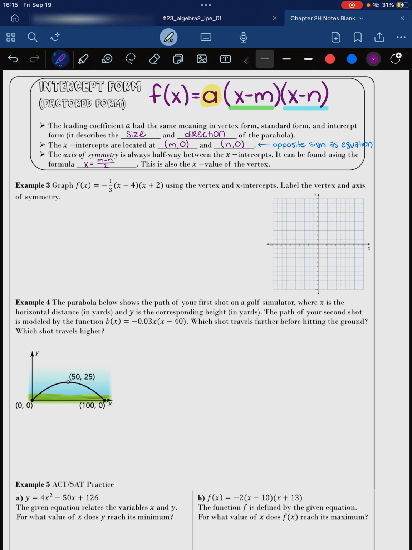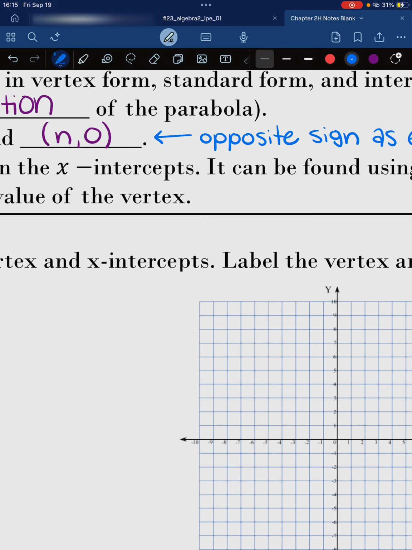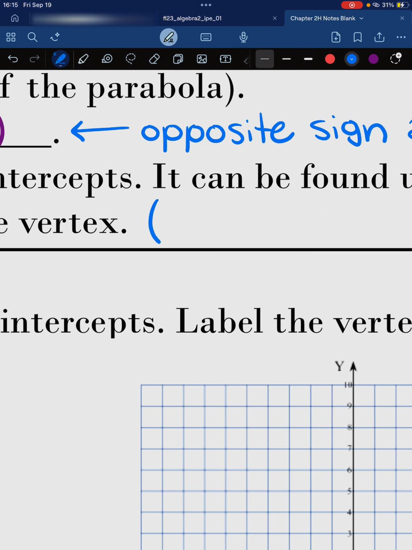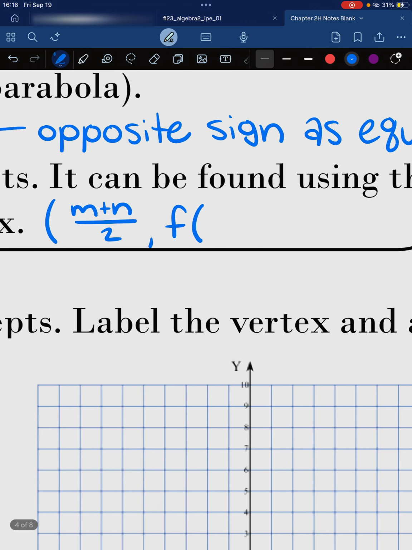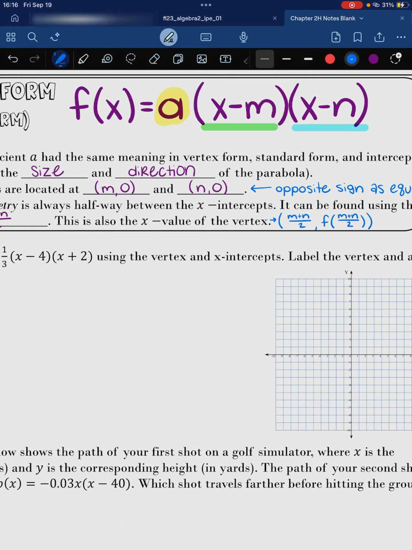Again, that's also the x value of the vertex, so we can add that my vertex is going to be at m plus n over 2, comma, f of that, right, because I'm going to plug that x value into the function to find my y value. So that is my vertex.